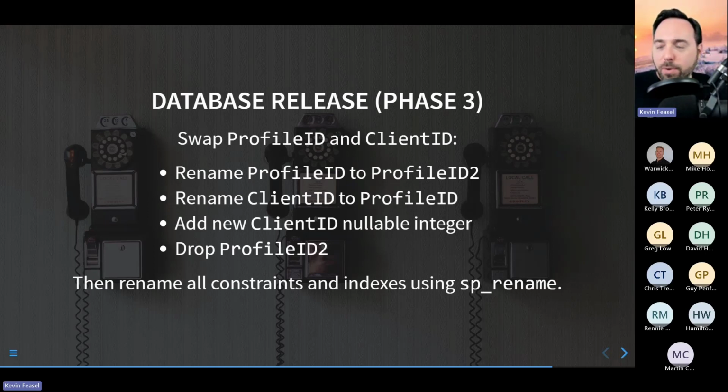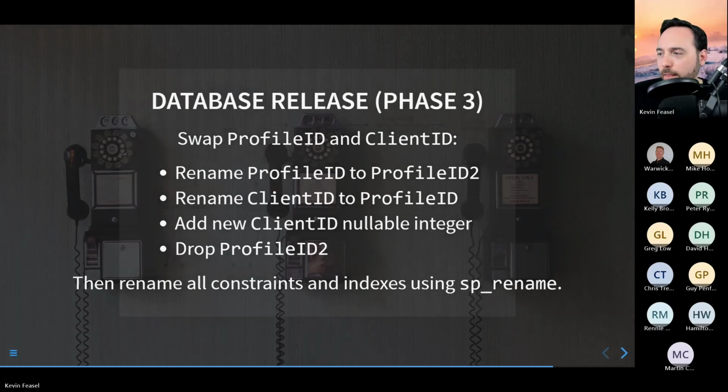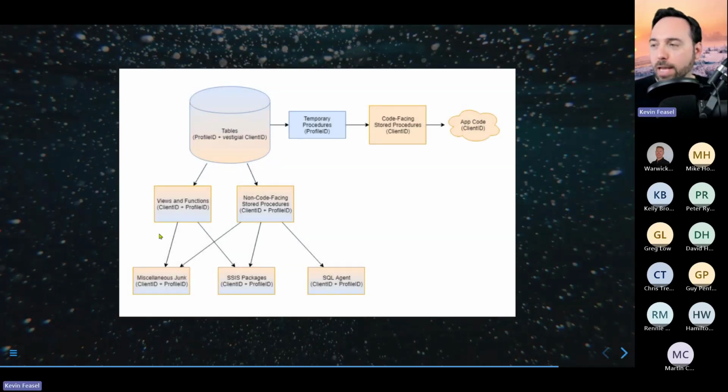And at the end of the day, what we end up having is profile ID has the value because it used to be client ID. New client ID is null. All of our code is still working the same because we have those is null checks. Then we renamed all of the constraints, all of the indexes, and we now have this, where instead of orange and blue, we have blue and orange because we have profile ID and a vestigial client ID.